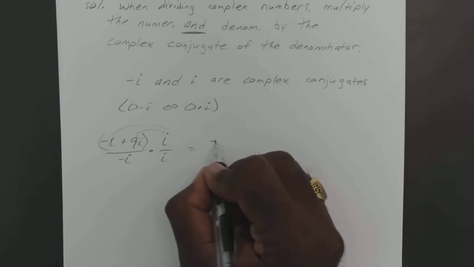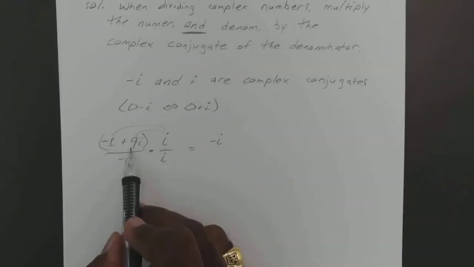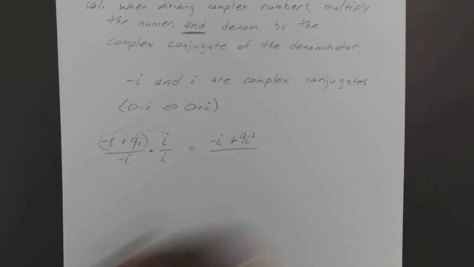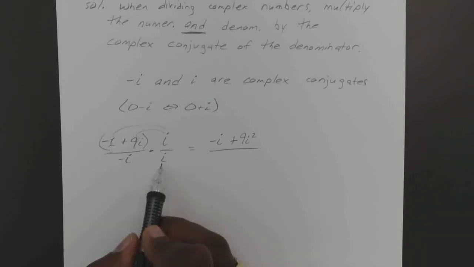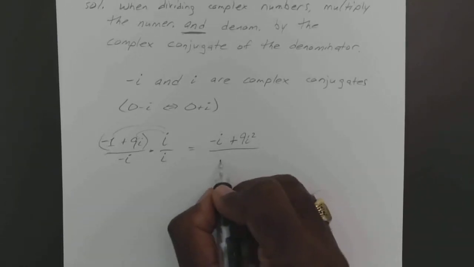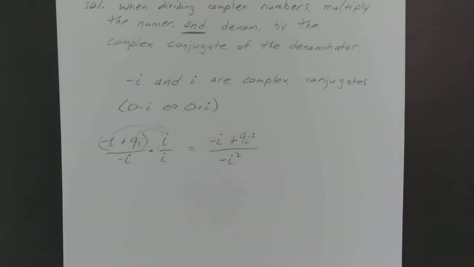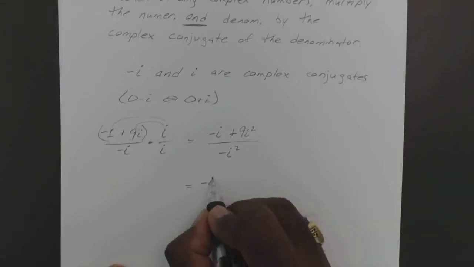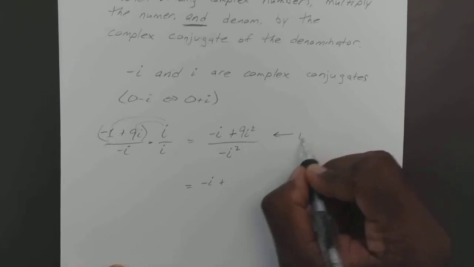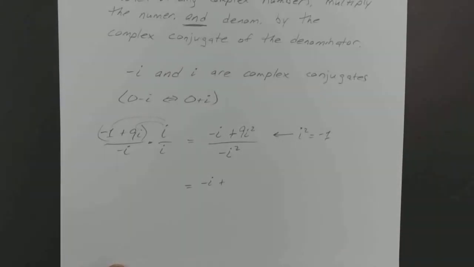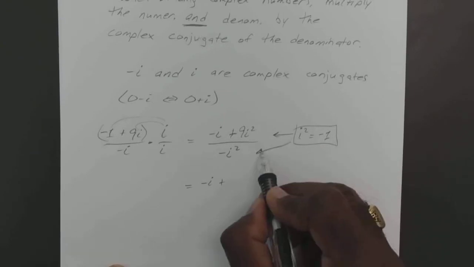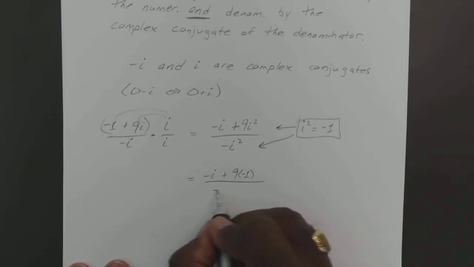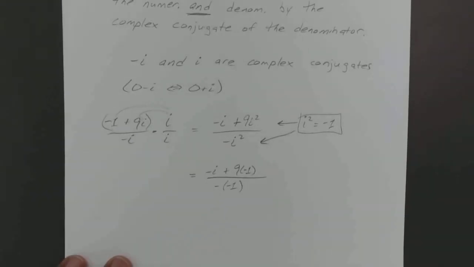So I times negative 1 is negative I, times 9I is plus 9I squared. Okay. This one just gives you negative I times I, which is negative I squared. Okay, so that equals negative I, of course, I squared is negative 1. And that applies for both. So plus 9 times negative 1 over negative 1.